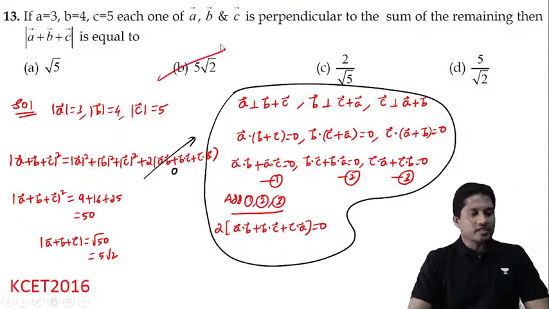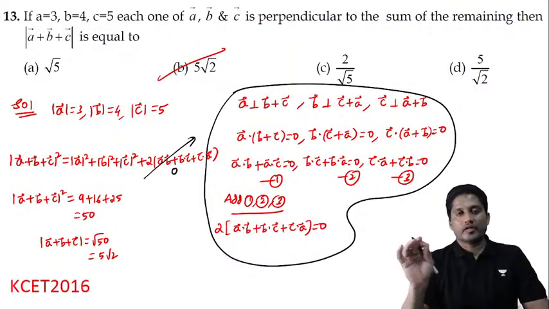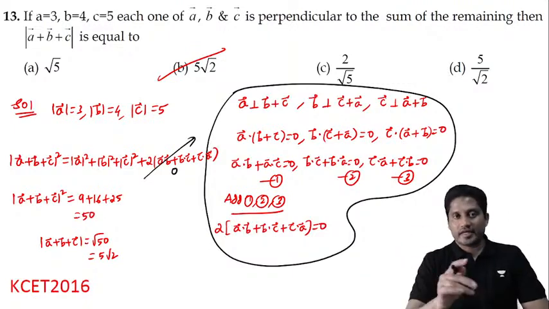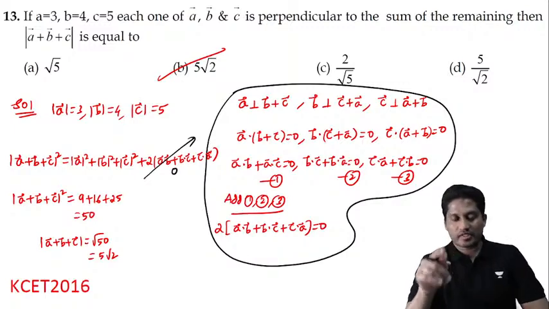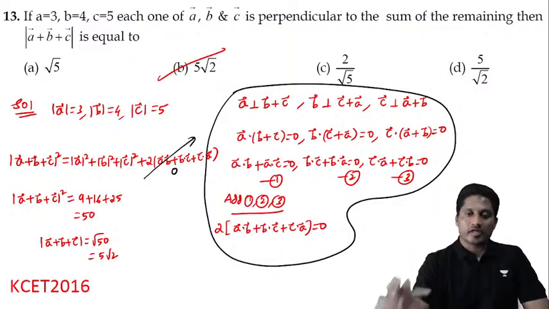You can directly write, guys, whenever each vector is perpendicular to the sum of the other two, then A dot B, B dot C, C dot A is 0. Directly find the square of the moduli, the scalars given, add them, take a root, that is your answer. Let's move to the next question.